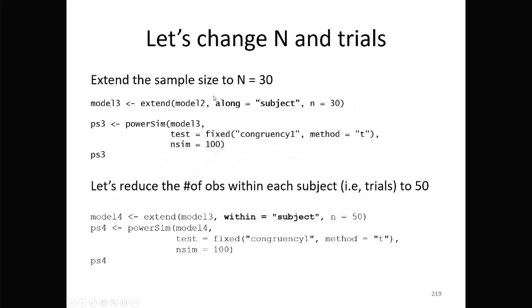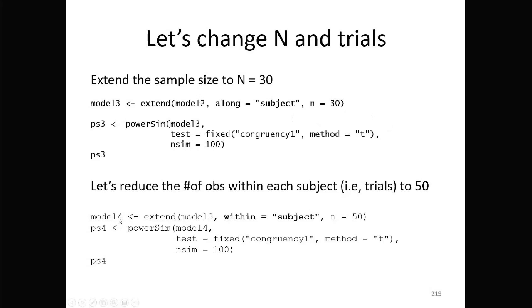So we can try a couple of new things. If we expect a smaller effect size, we can increase the sample size. How do we do that? There is a function called extend in simr, and we can extend the model along subject, which means modifying the number of clusters. In this case, I want a new model in which all the parameters are identical, but the sample size is 30. So we're just increasing the number of participants.